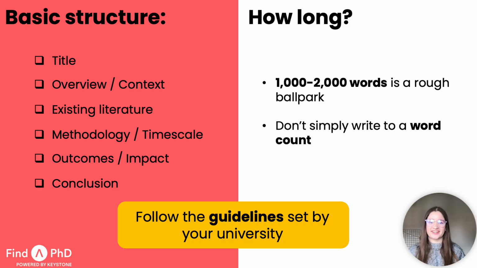But the most important thing is to check with the university you're applying to, check their requirements and follow them. Typically the word count is about 1,000 to 2,000 words, but don't keep writing just to add waffle to hit a word count. A clear and concise research proposal actually shows a lot of skills in your understanding of the field and your ability to communicate them, and that's much more important than hitting a word count.